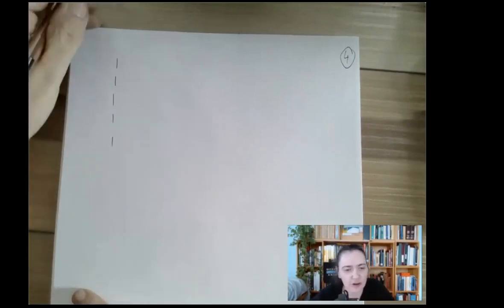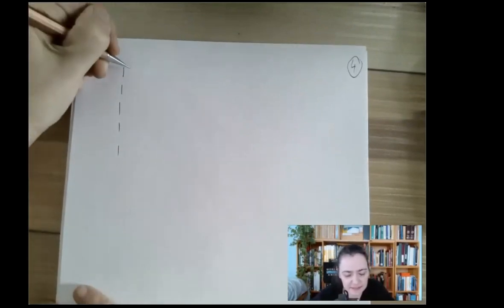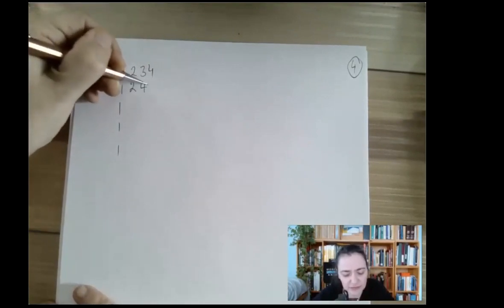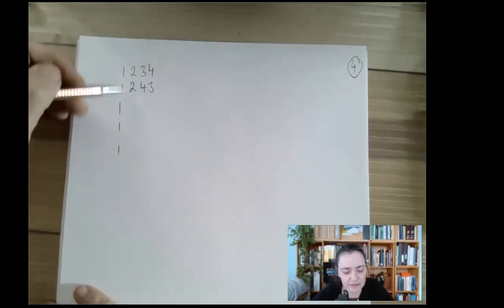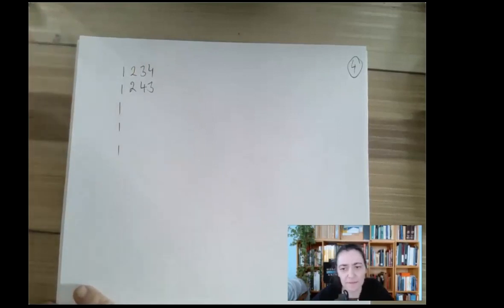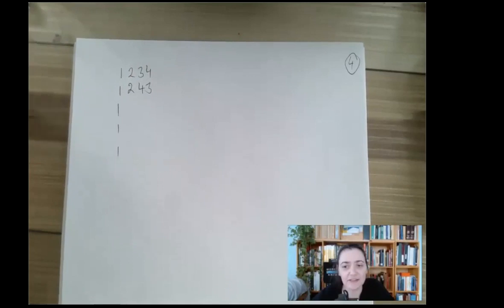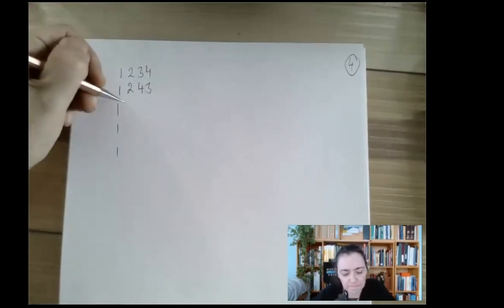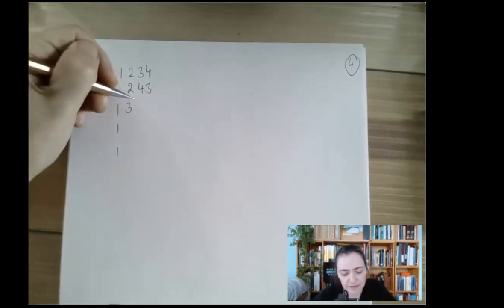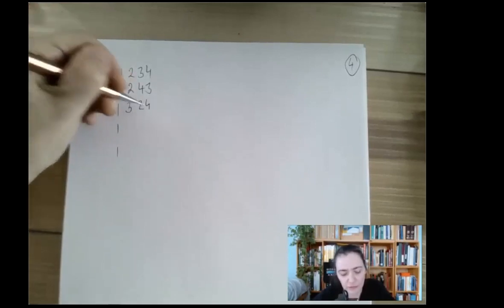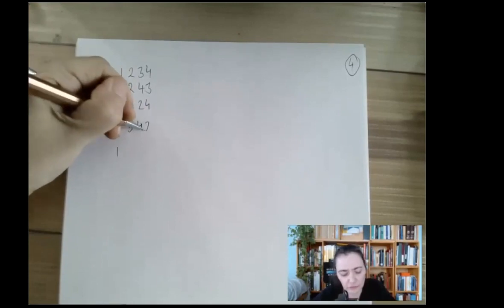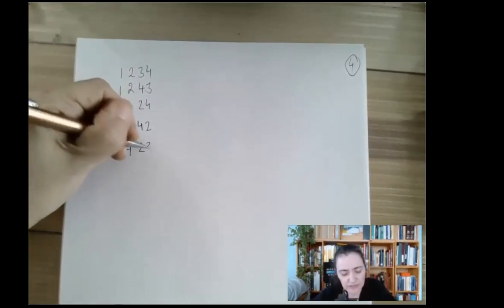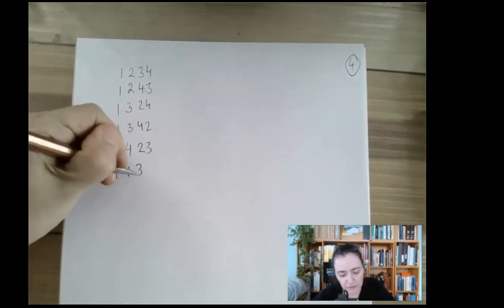So let's fix 1 and then play with the rest. 2, 3, 4, 2, 4, 3. And basically now we have to roll up 2, right? Yes, the last one, 2, 4, 3, is what I got. So the next one would be 3, 2, 4, 3, 4, 2, and 4, 2, 3, and 4, 3, 2.